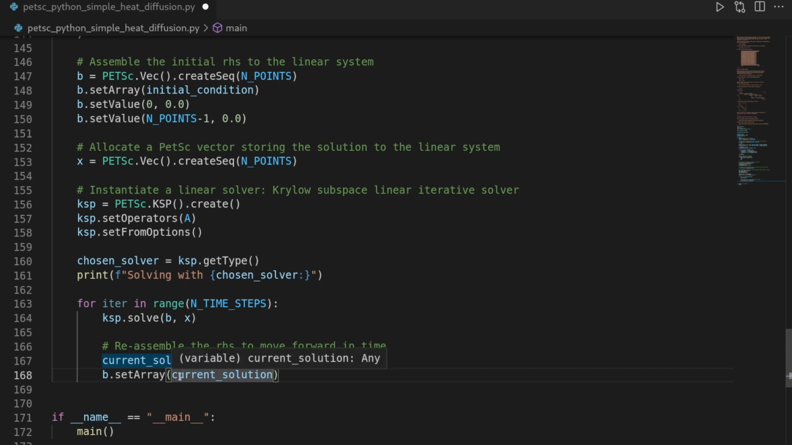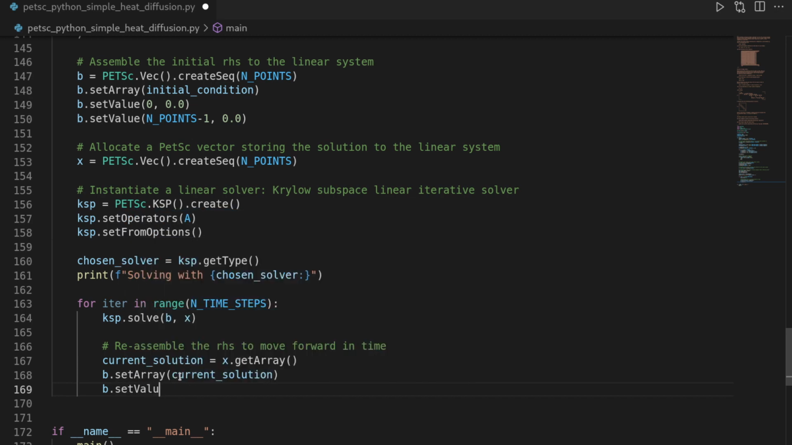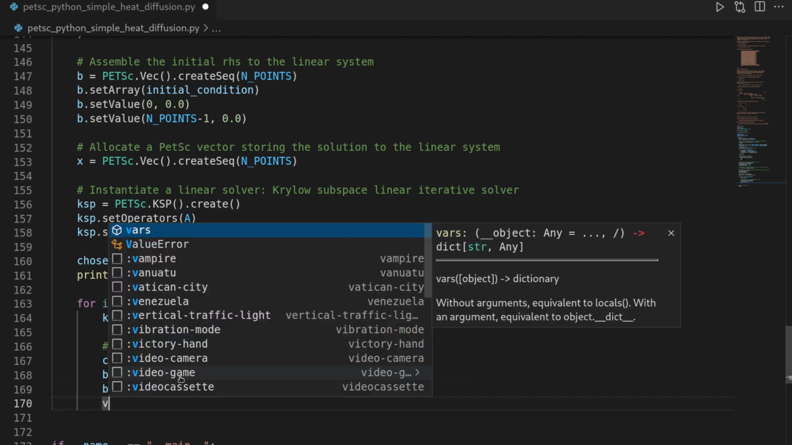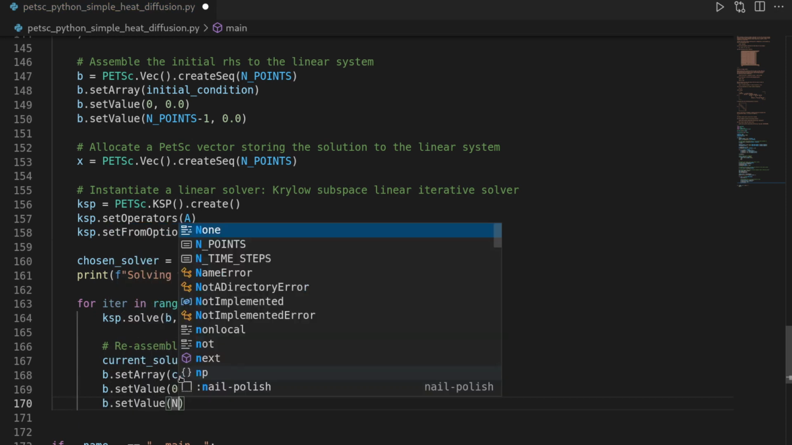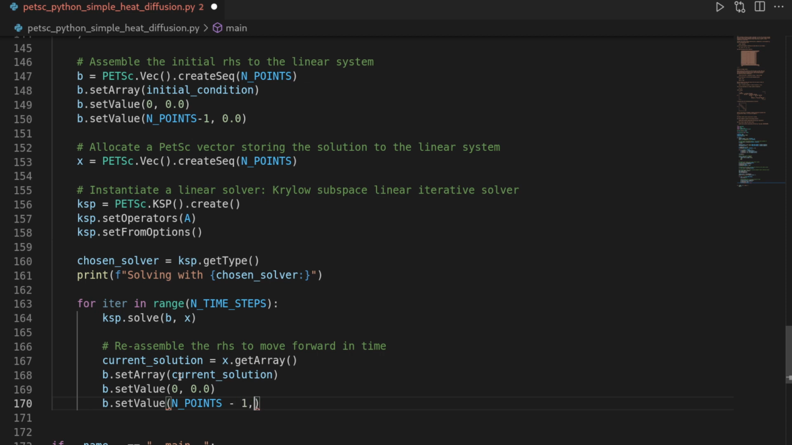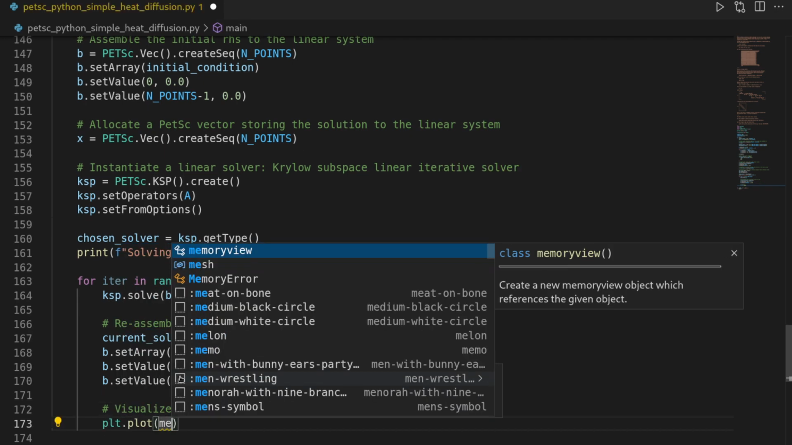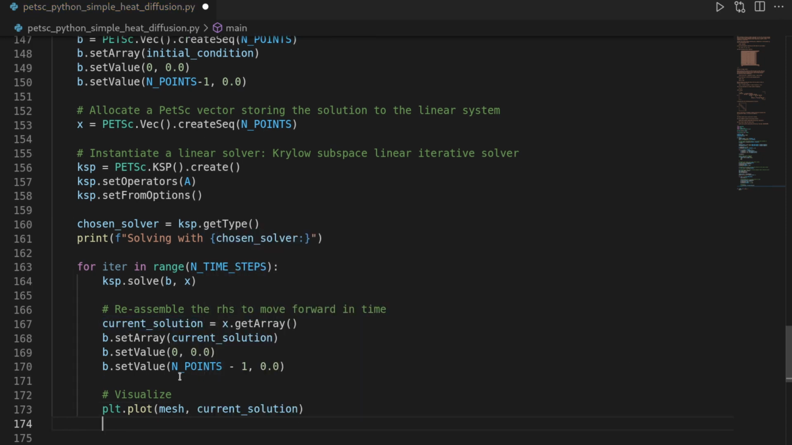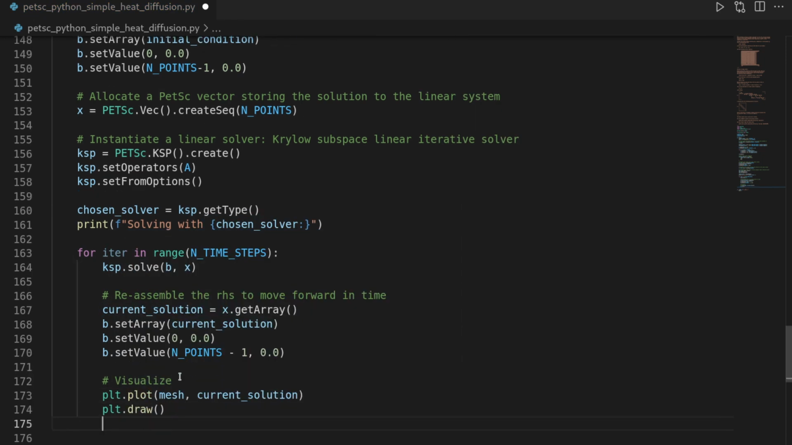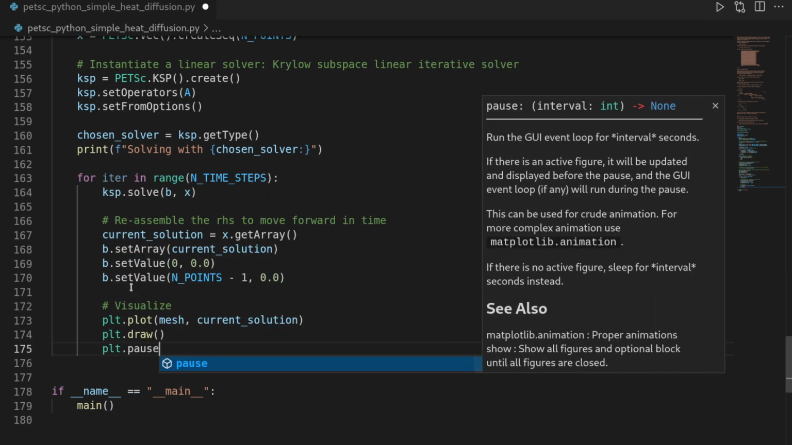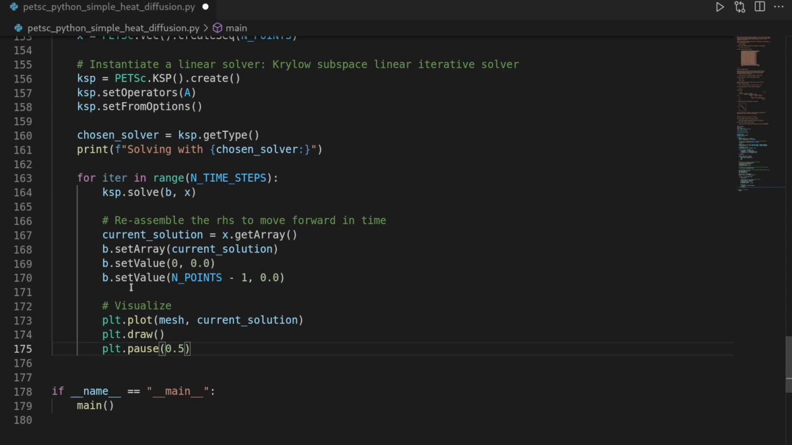And then, similar to before, I want to explicitly set the boundary conditions. So b.setValue at 0 is 0, and b.setValue at n_points minus 1 is also 0. And that should already be it. That should be solving our linear system of equations. But I also want to visualize that. So let's do some visualization and do plt.plot on the mesh and the current solution, and then plt.draw to interactively update that, and just an artificial pausing here because our system is solved really fast.